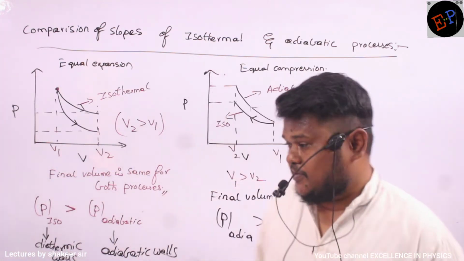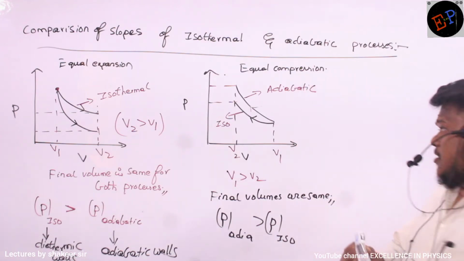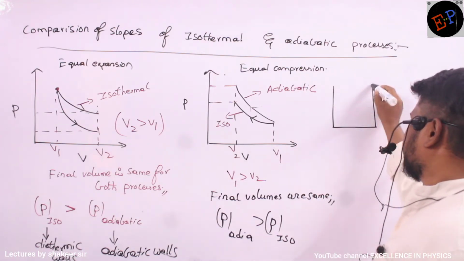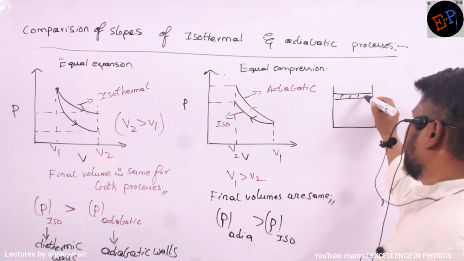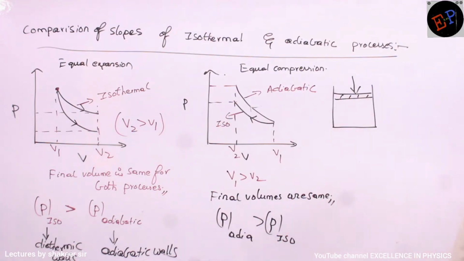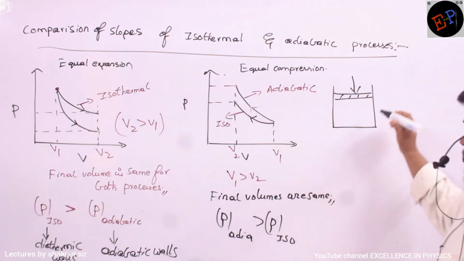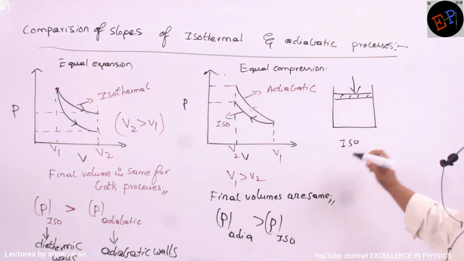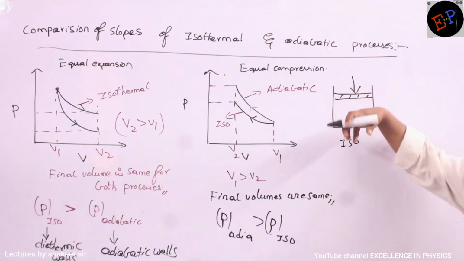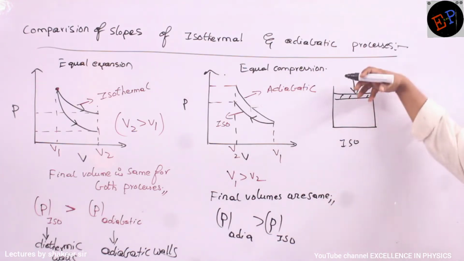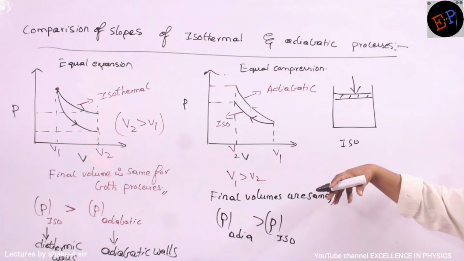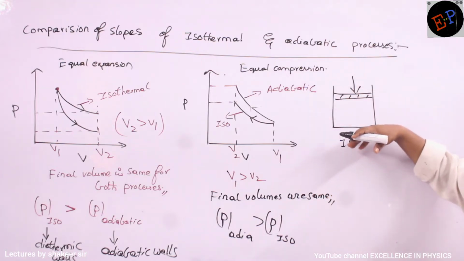Right. That is the reason. Clear? See, when you take a piston with gas and you start pushing it downwards, if it is an isothermal process, as you start pushing the piston downwards, you are doing some work on the gas. So that work converts into internal energy.